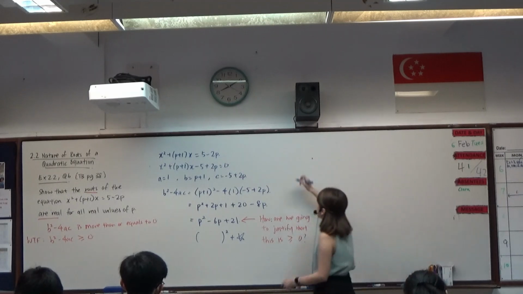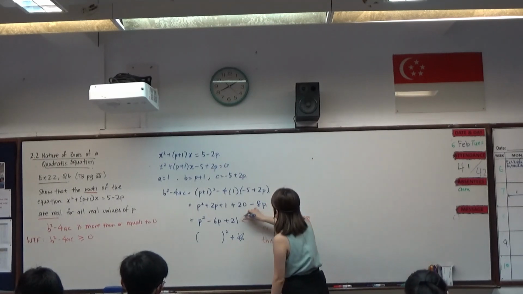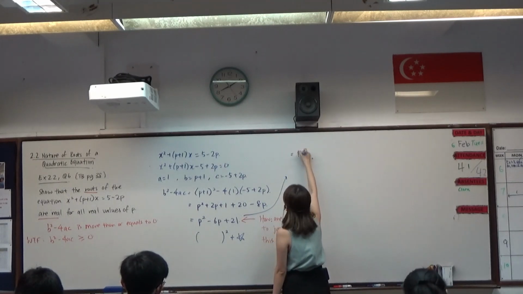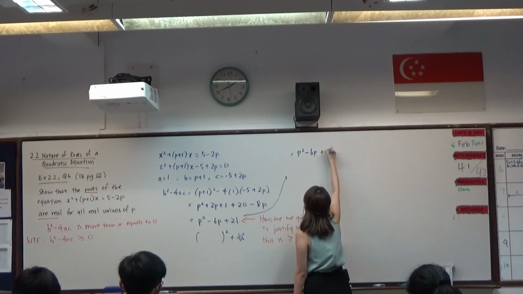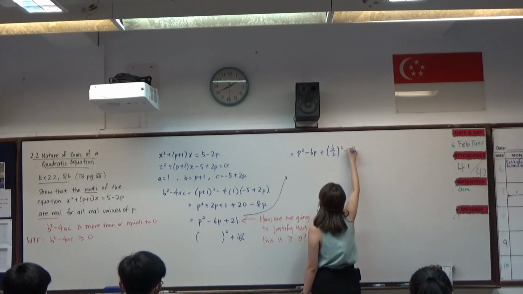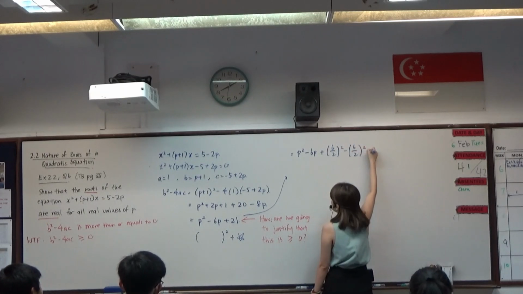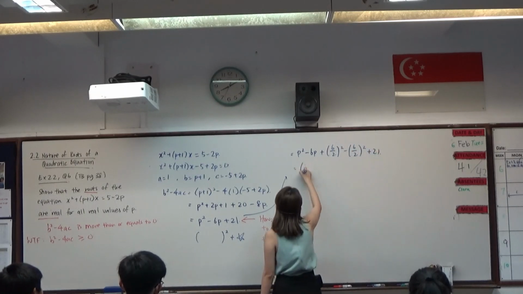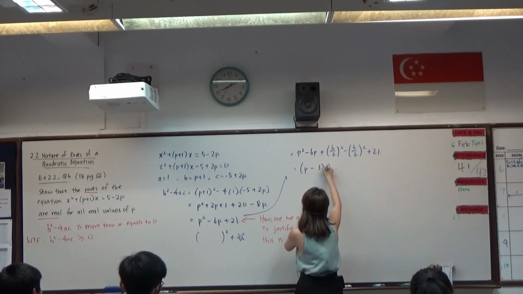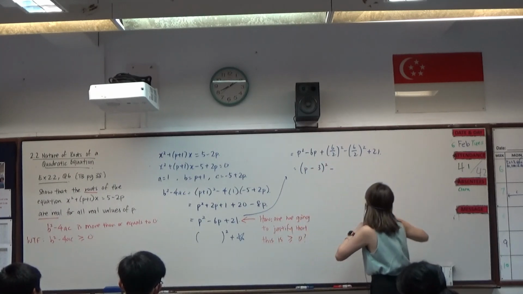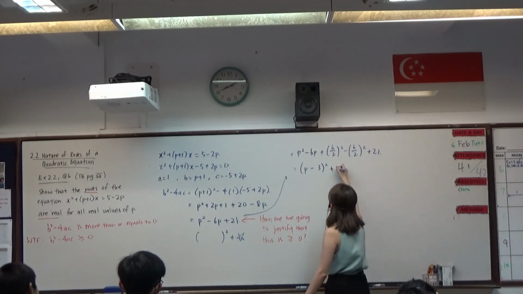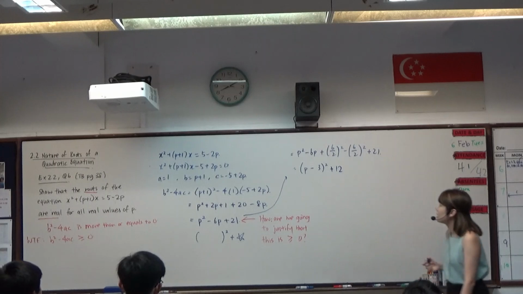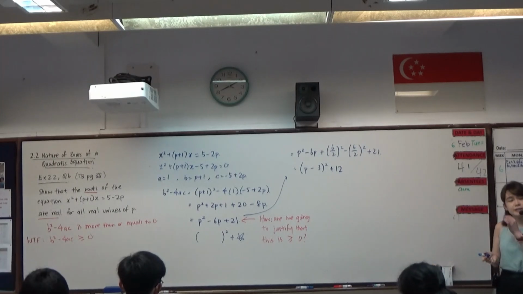So let's do that. I'll continue up here. P squared minus 6p plus 6 over 2 squared minus 6 over 2 squared plus 21. P minus 3 squared minus 9 plus 21. That is going to be 12.